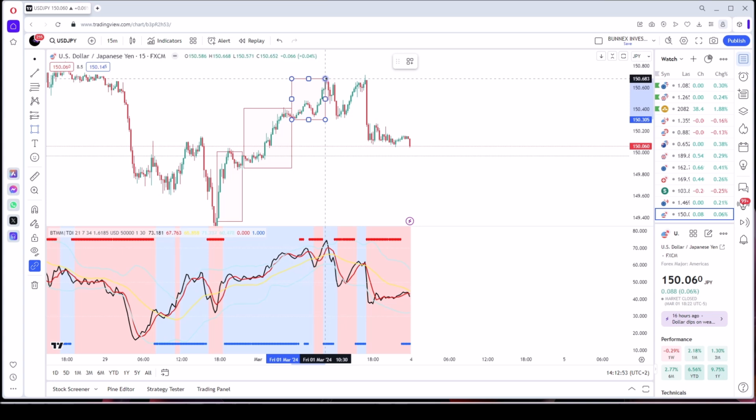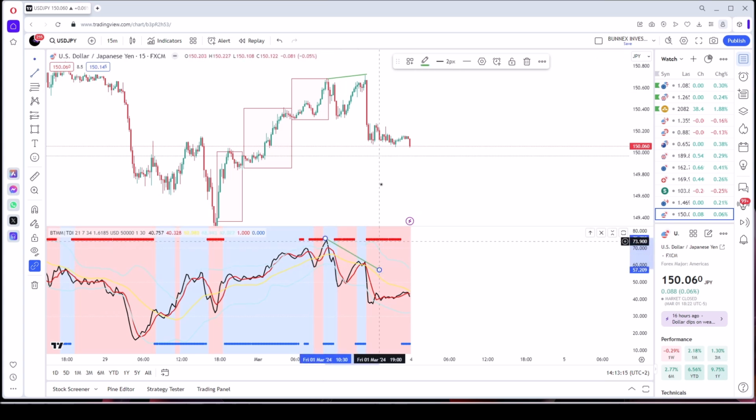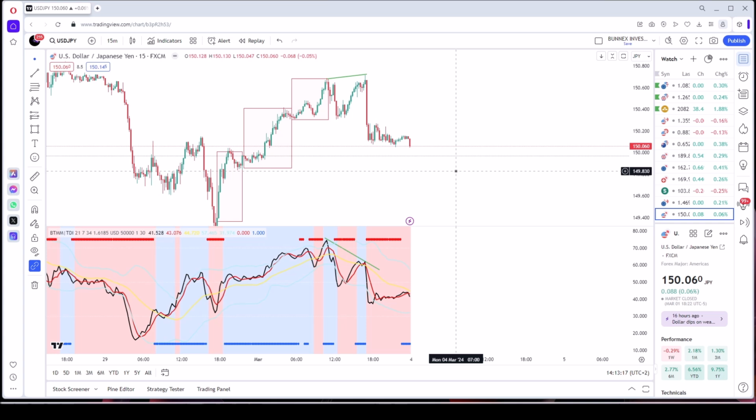What can we see after third level? We had first leg, pullback, and then second leg. Was there a divergence or opposite illustration of the price and the TDI? Yes, we can see that we had a rise here and we had a drop here. The greater the divergence, like in this particular case, the greater the sign of market is going to reverse.